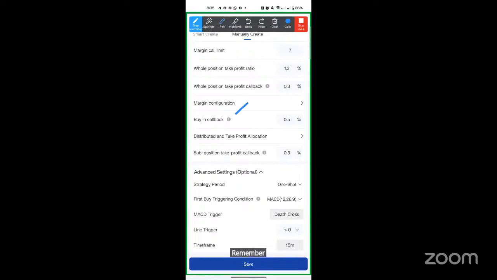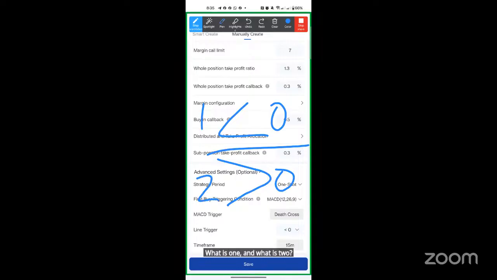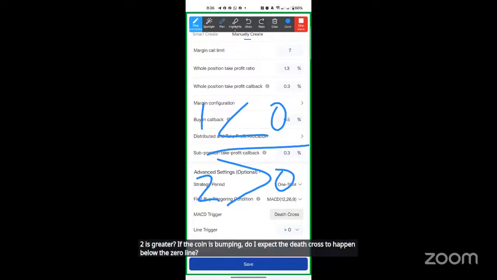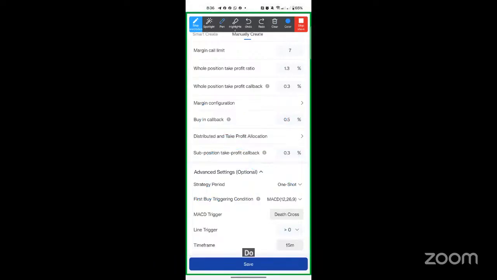Remember, there is this and there is this. What is 1 and what is 2? 1 is less, 2 is greater. If the coin is pumping, do I expect the death cross to happen below the 0 line? No, it will happen above. Bingo. I set above the 0 line.